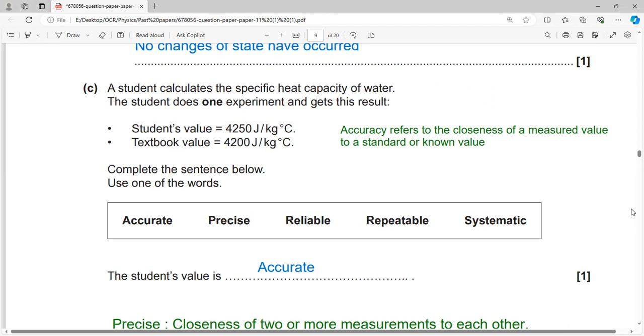So what is the difference between the student value and the textbook value? There's not much difference. You can see 50 joule per kg is the difference. So you can say accuracy. Accuracy refers to the closeness of a measured value to a standard value or a known value. So that is called accuracy.